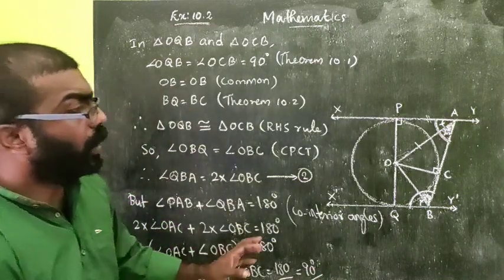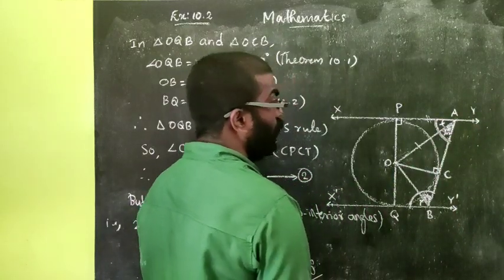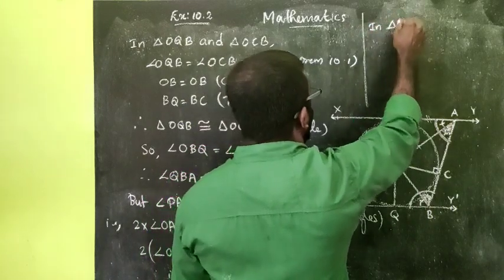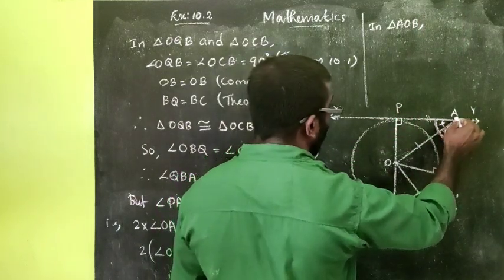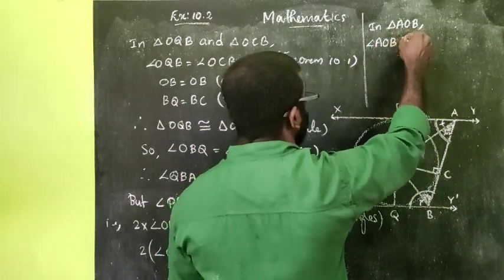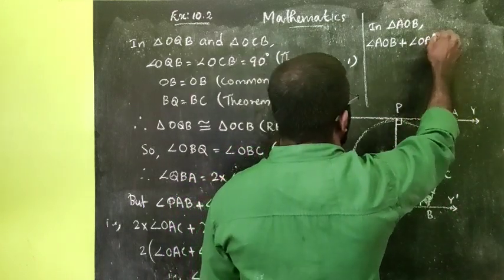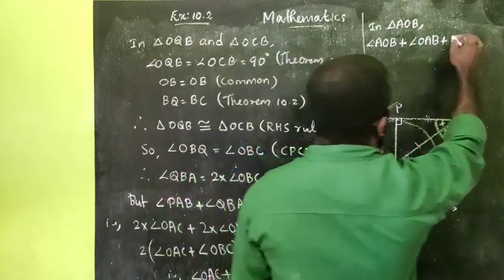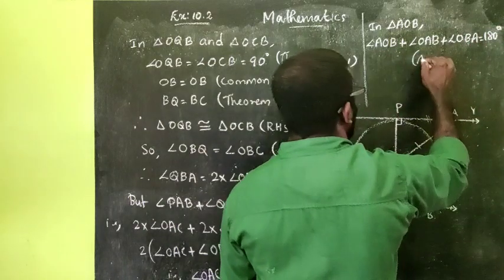Now we can consider triangle AOB. So in triangle AOB, we can apply angle sum property. Angle AOB plus then angle OAB, plus then the third angle is angle OBA, which is equal to 180 degree, angle sum property.